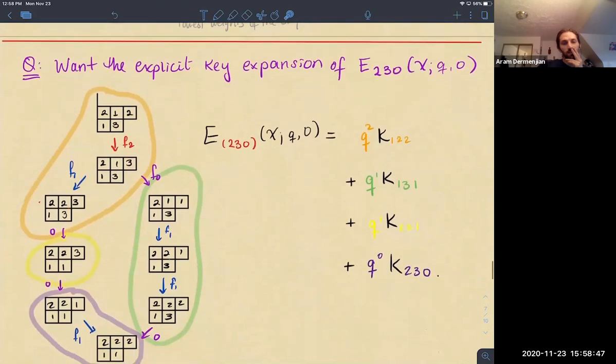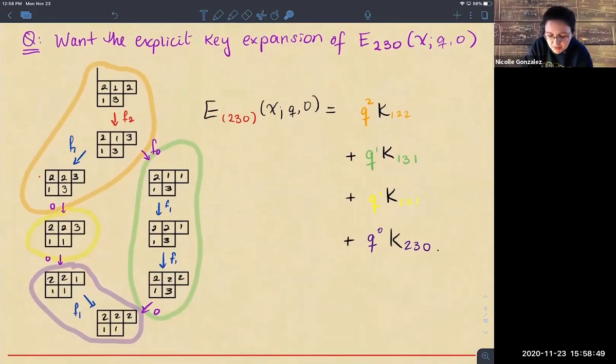Okay, and so then one more example, because it doesn't hurt. What if we wanted the explicit key expansion of E230? Same idea. You generate these highest weights, right? For shape 230, you generate this one, this one, this one, and this one. You act by your operators. You see that this is going to be the lowest weight corresponding to this one. This one didn't go anywhere. This one is the lowest weight, and then this one is the lowest weight. And then these weights are just going to be the weight of this one, this one, this one, and this one, just the lowest weights. And then, of course, the Q coefficients are going to be the mag of the corresponding pieces. So it's the same idea over and over again.